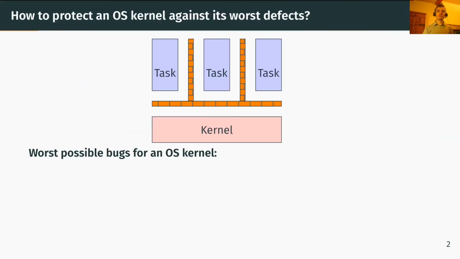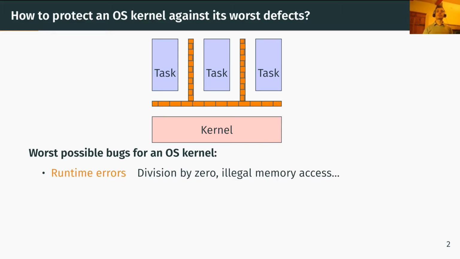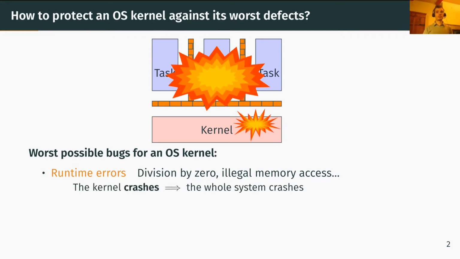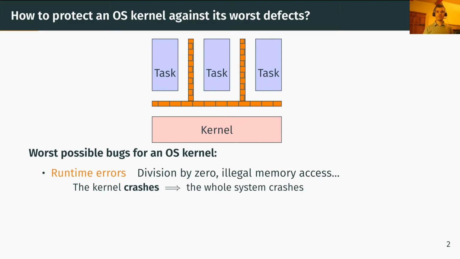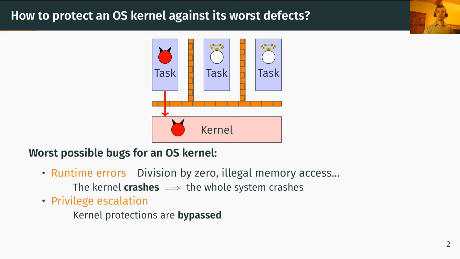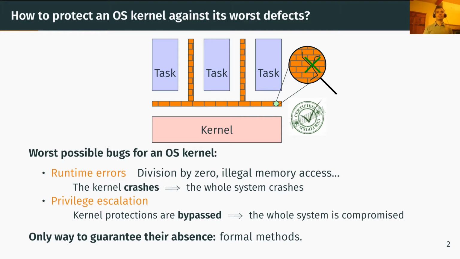In this work we targeted the two worst bugs that can happen in a kernel. The first one is runtime errors. If you have a division by zero, for instance, in your kernel, then the kernel will crash, and it will crash the whole system. We want to avoid that. The second bug we want to avoid is privilege escalation, in which one of the tasks bypasses kernel protections and compromises the whole system. The only way to guarantee the absence of these two kinds of bugs is formal methods.